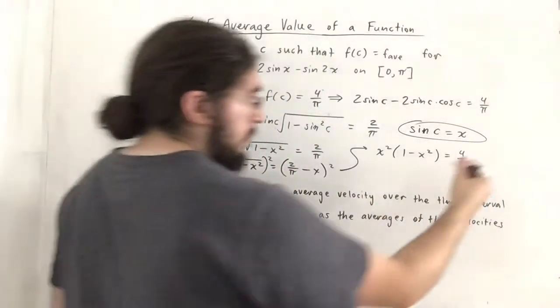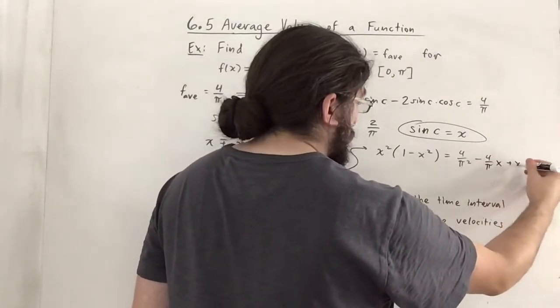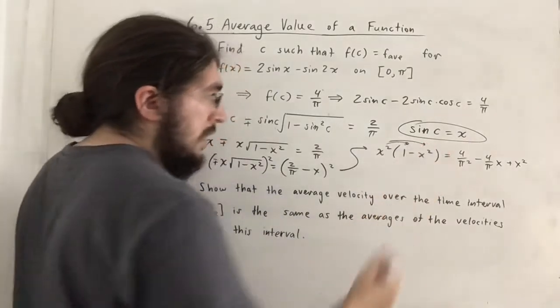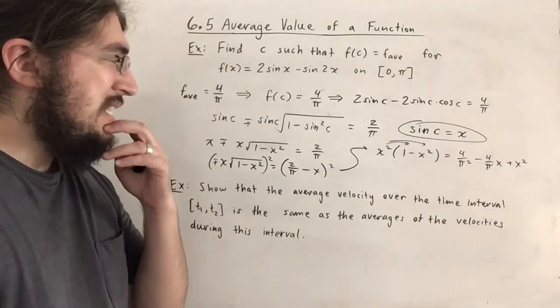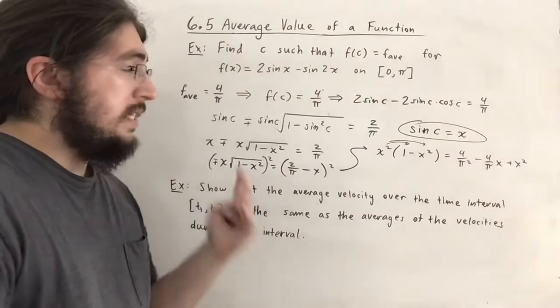Minus 2 times the product, which is negative 4 over pi x. Plus the last one squared, which is x squared. Now we can distribute this, move everything to one side, and try to solve this. This is looking really nasty because it seems to be a quartic equation that involves x to the 4th.